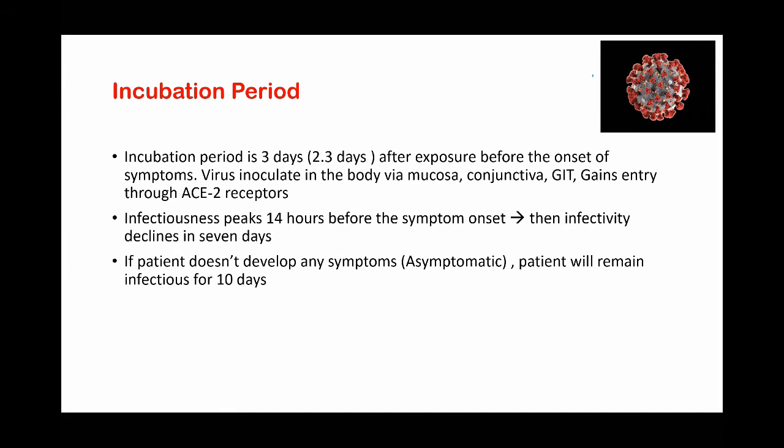Now, when does the infective period start? The infective period starts 14 hours before the symptom onset, so even on the second day you can become symptomatic, and then this infectivity declines over the next 7 days. If the patient doesn't develop any symptoms, that is called an asymptomatic patient, and the patient will remain infectious for the next 10 days.